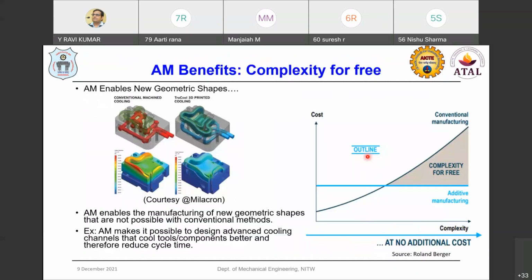If you see the benefits of complexity-free manufacturing, what are the major benefits with respect to AM and how is it complexity free? You can see this is the conformal cooling channel. If you want to make this cooling channel by conventional manufacturing, we need machining methods, and it would be assembled from a number of parts, the conventional machining of the cooling channels.